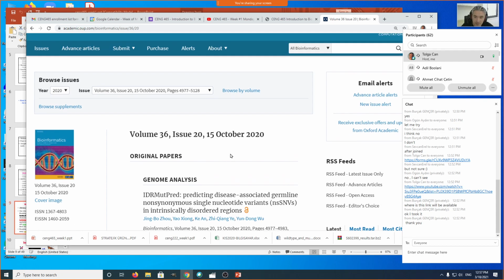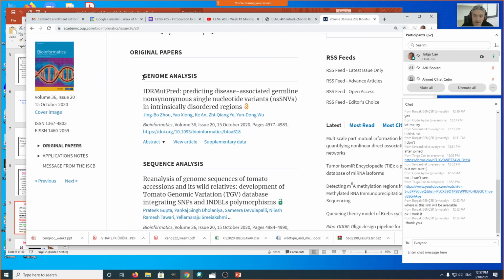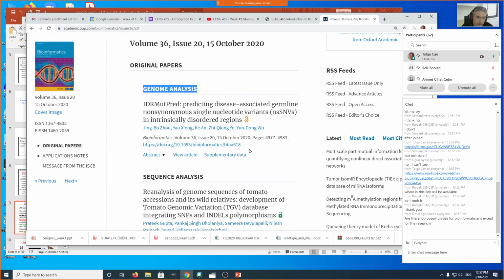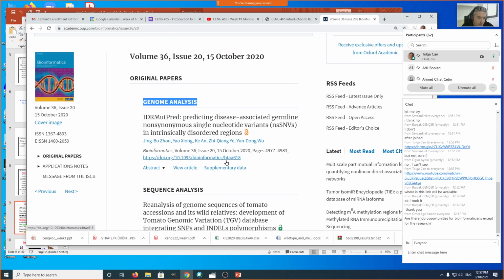If you look at the journal contents, there are different subsections like genome analysis. That's a good question: are there job opportunities for bioinformaticians except for research? There are companies, but still part of what they do is research and development most of the time. So bioinformatics is really like a research area.